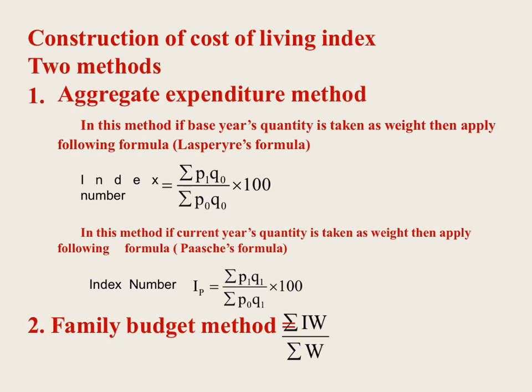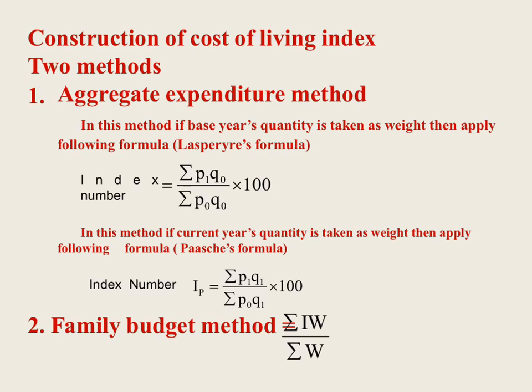Today this is our lecture number 4 on index number. Construction of cost of living index. There are two methods. Number 1 is aggregate expenditure method and number 2 is family budget method. In aggregate expenditure method there are two types of formula that we have to use.